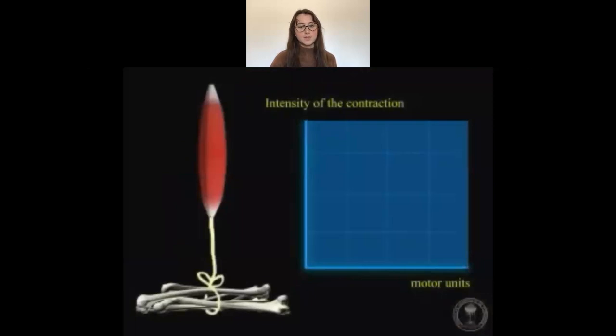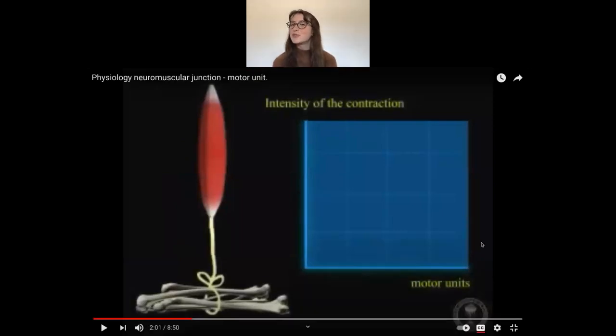So that was part of the answer to one of the questions on your lab report. Not the full answer, though. We need to relate that to the precentral gyrus, right?